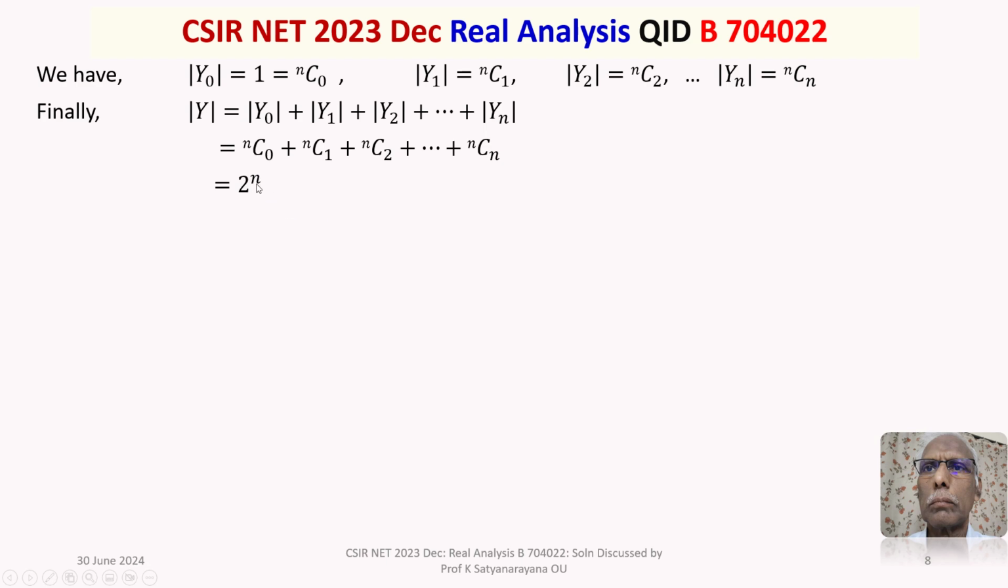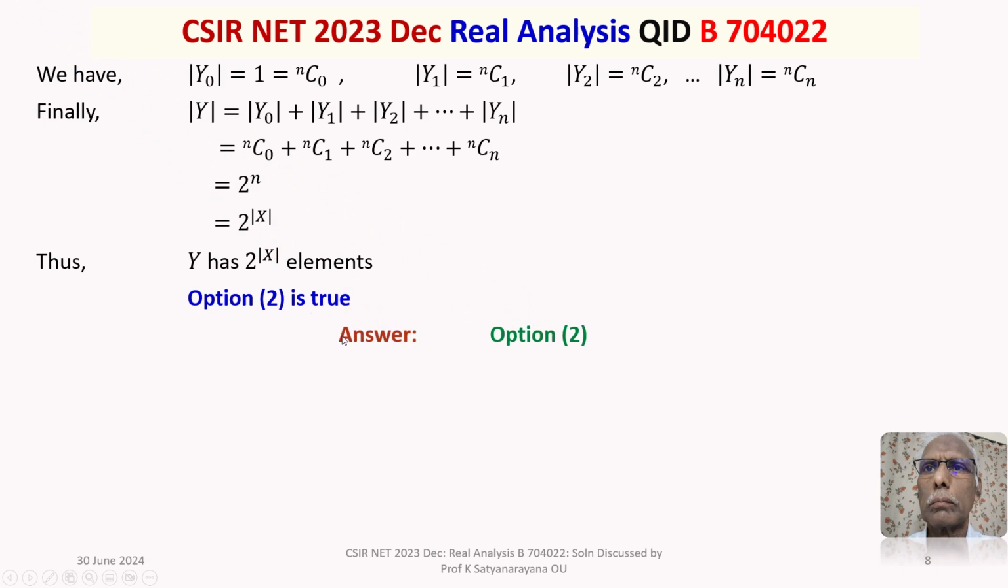And what is n? n is the order of the finite set capital X. So this is 2 to the power of order of x. Thus order of y is 2 to the power of order of x. That means y has 2 power order of x elements, and this is precisely your option 2. Thus, option 2 is true, and the answer is option 2.